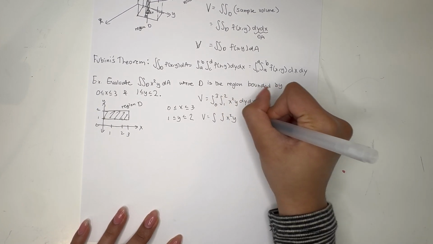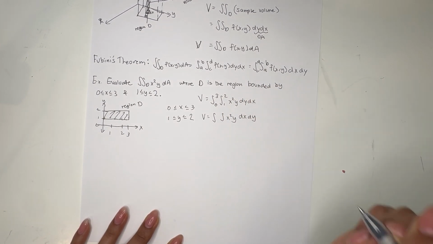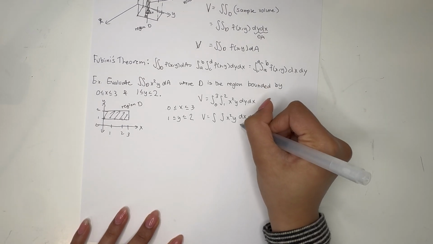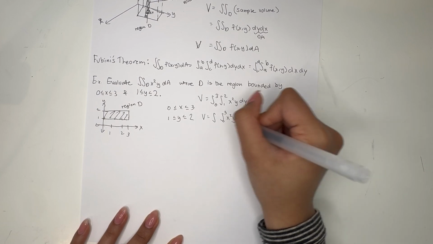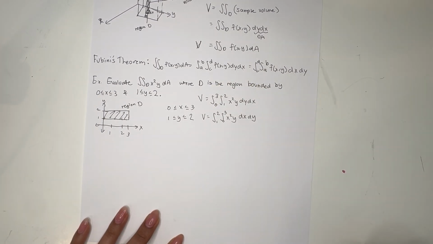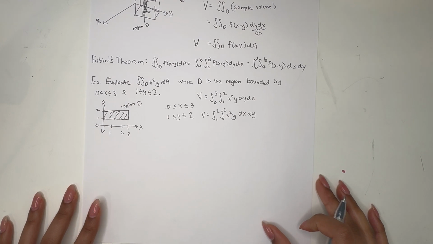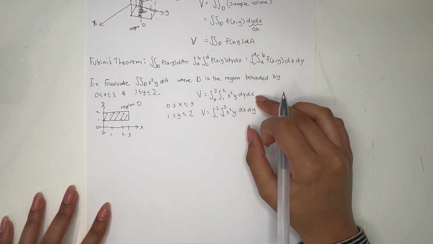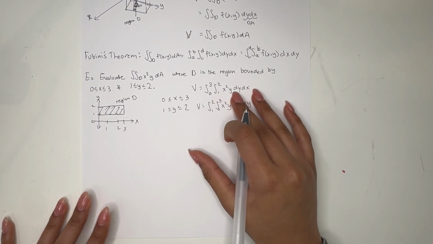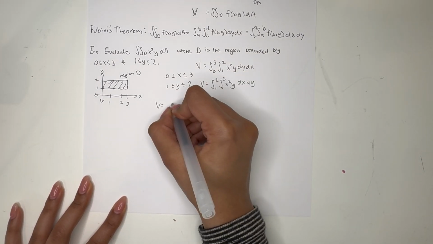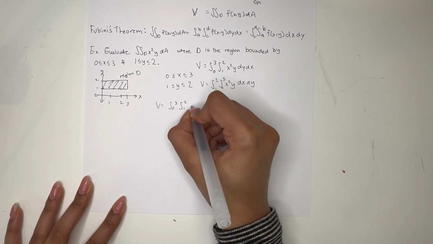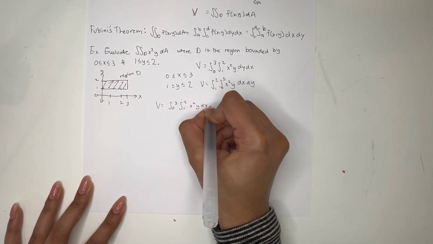x squared y dx dy, and this, x is on the inside, x goes from 0 to 3, y is on the outside, 1 to 2. Okay, then quickly evaluating these, I'm just going to go through this one up here. I'll just choose this first one to evaluate. So coming down over here, we have 0 to 3, 1 to 2, x squared y dy dx.